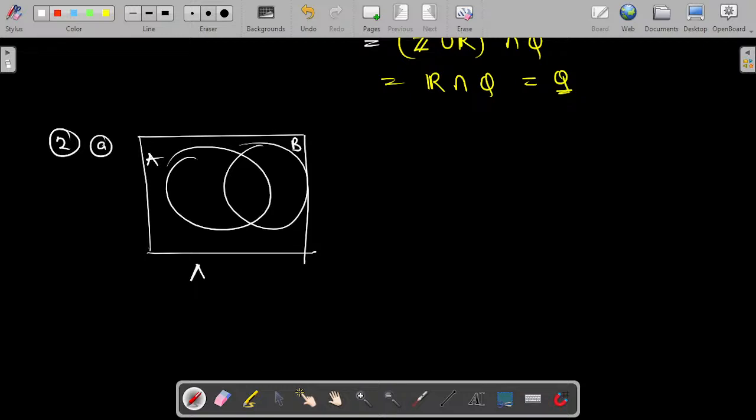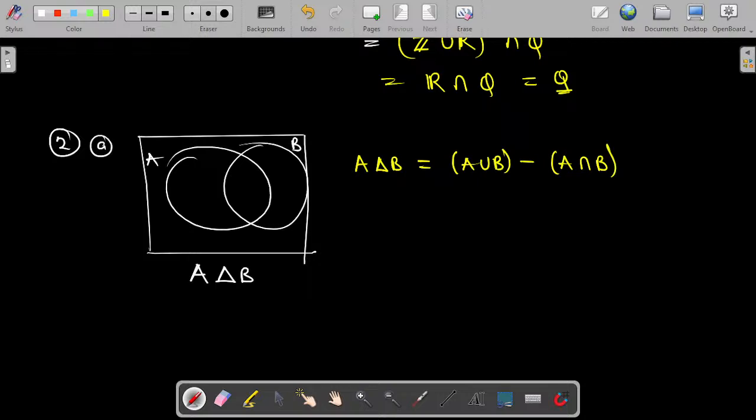So you are to get the region that will represent A symmetric difference B. This symbol here means symmetric difference. And what is A symmetric difference B? By definition, there are 2 ways you can define this. One of them is A union B minus, where minus means normal difference, A intersection B. And this is a very beautiful way to help us do the shading.